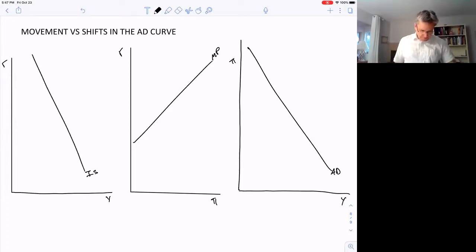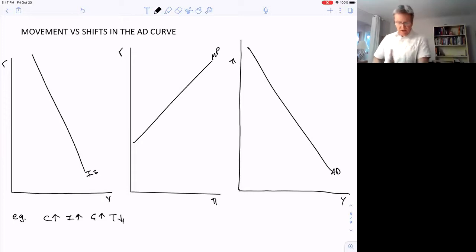So for example, if consumption increases, or investment increases, or government spending increases, or taxes decrease, all of those would shift the IS curve to the right and then shift the aggregate demand curve to the right. So the aggregate demand curve can shift to the right because of the IS curve shifting or because of the MP curve shifting.